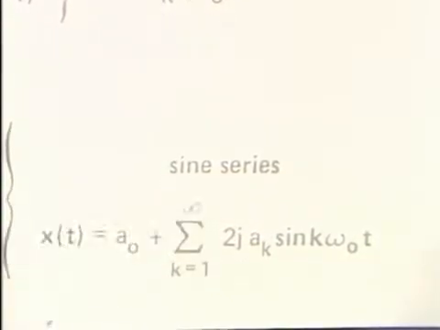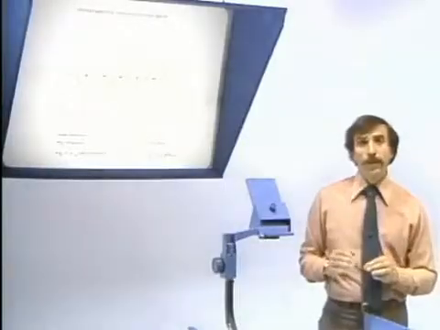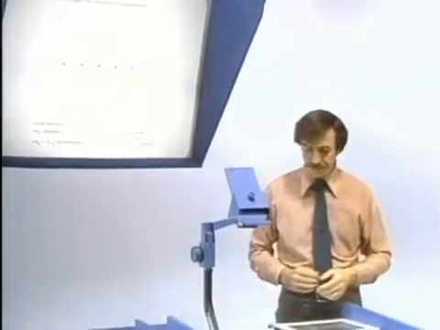Let me just draw your attention to the fact that since the a sub k's are imaginary, this j takes care of that fact so that these coefficients are, in fact, real. So what this says is that for the antisymmetric square wave, in effect, the Fourier series is a sine series. The antisymmetric square wave is an odd function. Sinusoids are odd functions, and so this is all kind of reasonable, that we're building an odd function out of odd functions.